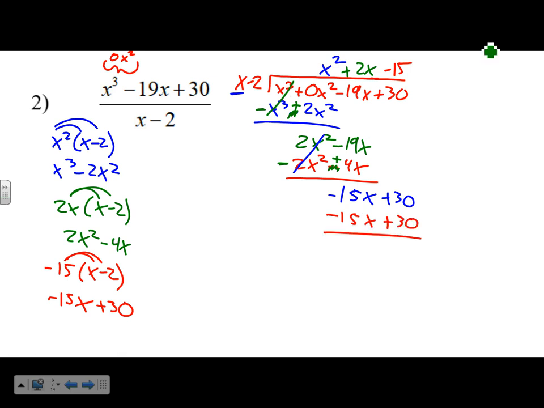Change your signs. This one ends up being a positive. This one ends up being a negative. So this one cancels, and the 30s cancel, so we have 0. We don't have any other numbers to bring down, so this ends up being our answer. But remember, the hard thing with this one is you needed to add a 0x squared in there. You have to have all those degrees accounted for.